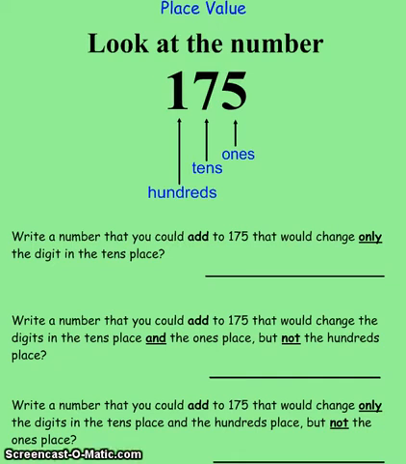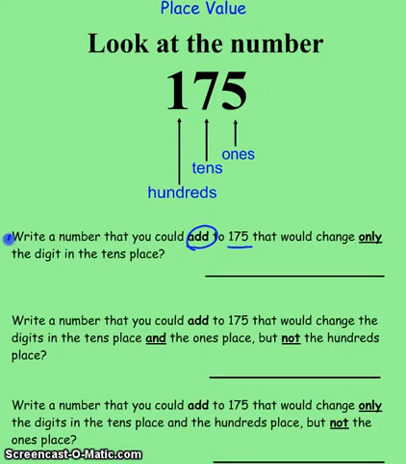In looking at place value, the students are supposed to look at the number 175. Realizing that the 1 stands for 100, there are 7 tens, which is 70, and 5 ones. The first question asks students to write a number that you could add to 175 that would change only the digit in the tens place.